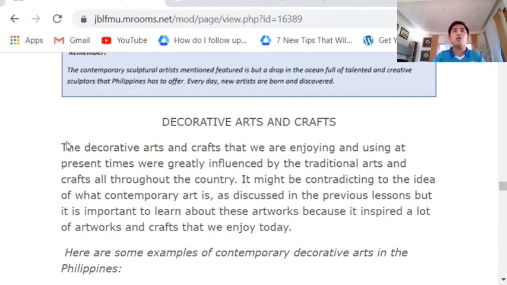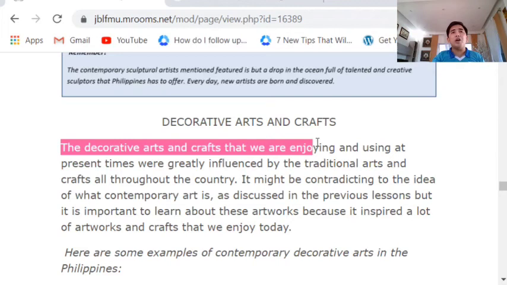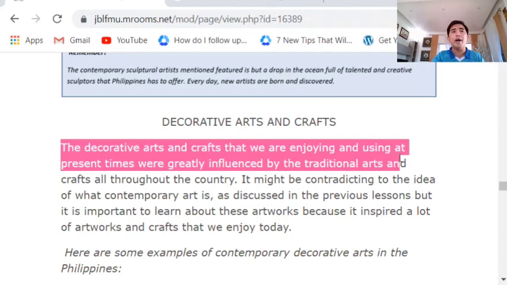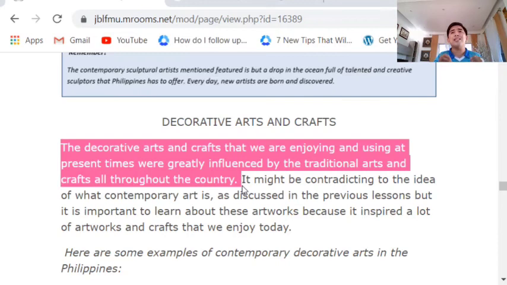The decorative arts and crafts that we are enjoying and using at present times were greatly influenced by the traditional arts and crafts all throughout the country. So, sabihin natin, there's no independent type of art that is only originally developed in a certain place. Kung may na-develop man nga original nga art sa certain place, it was already influenced, okay? It was caused by the influence or the combination or mixture of any other type of arts nga nabatyagan sang artist sa isa ka place.